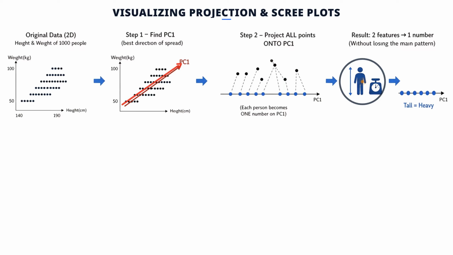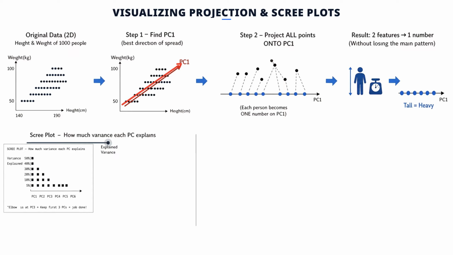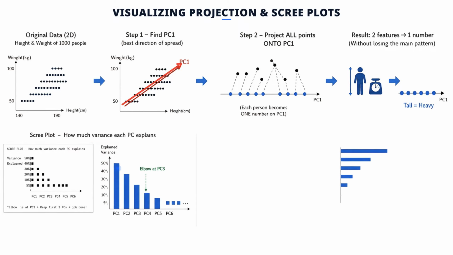How do we know how many components to keep? We use what's called a Scree plot, which shows how much variance each PC explains. Look at this bar chart. PC1 captures a massive chunk of the information, PC2 captures a bit less, and the values drop off quickly from there. We look for the elbow of the graph, which in this case is right down here at PC3.